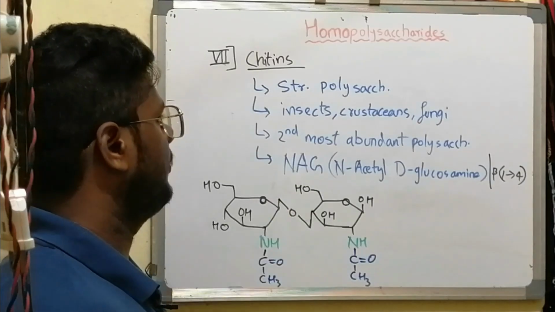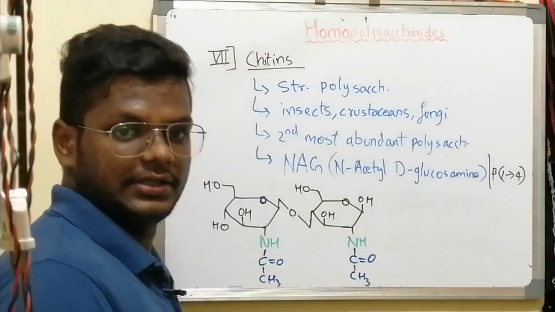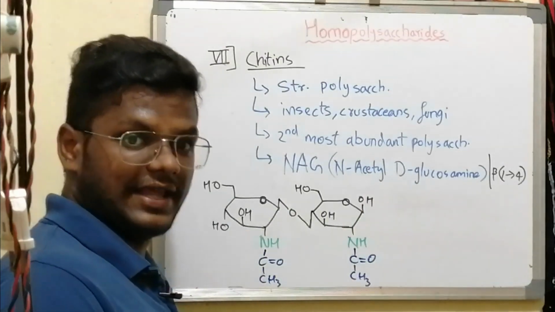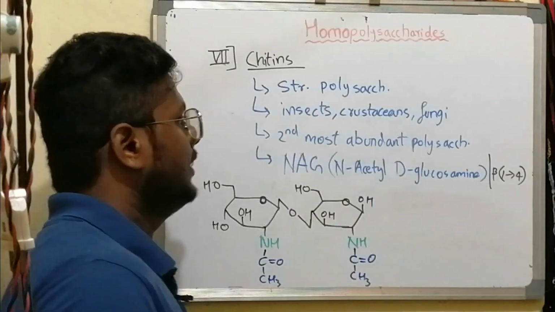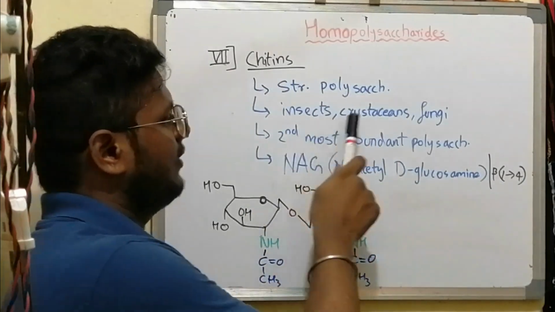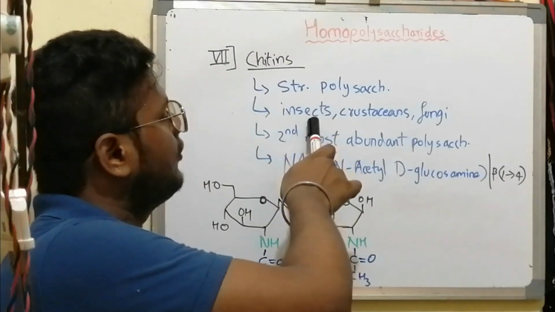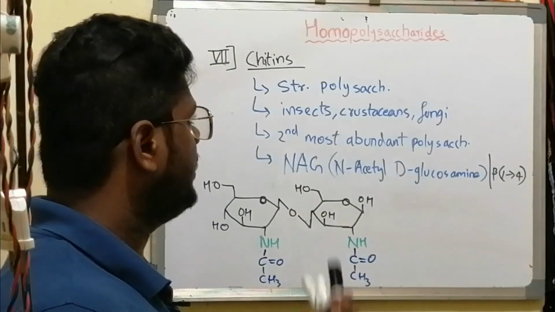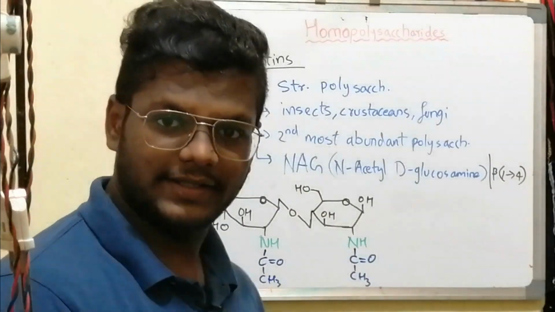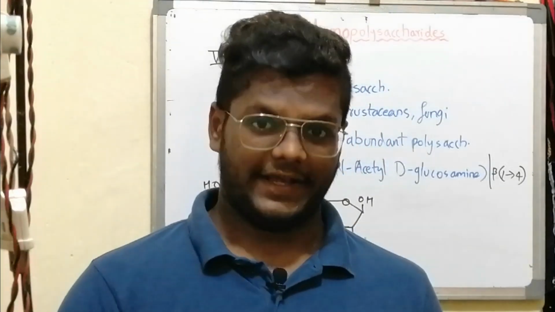And cellulose was forming the structural polysaccharide. It is giving protection to the plants by forming their cell wall, whereas the structural polysaccharide in chitin is protecting the insects, crustaceans and fungi by forming their exoskeletons, and the cell wall in case of fungi. So these were our homopolysaccharides. In the next video we will be covering heteropolysaccharides.